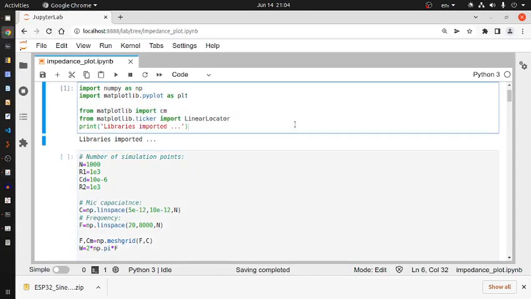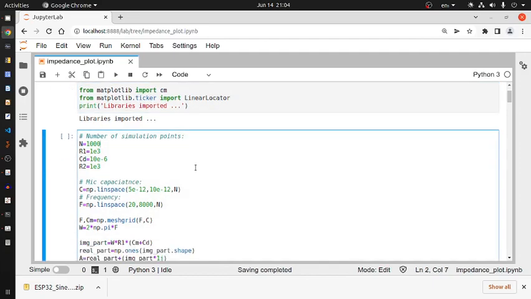This is the Python script. Let me import some of the important libraries: NumPy for numerical computation, Matplotlib for plotting. From Matplotlib I have used cm, a color mapping concept we will introduce, and these are some supporting libraries.